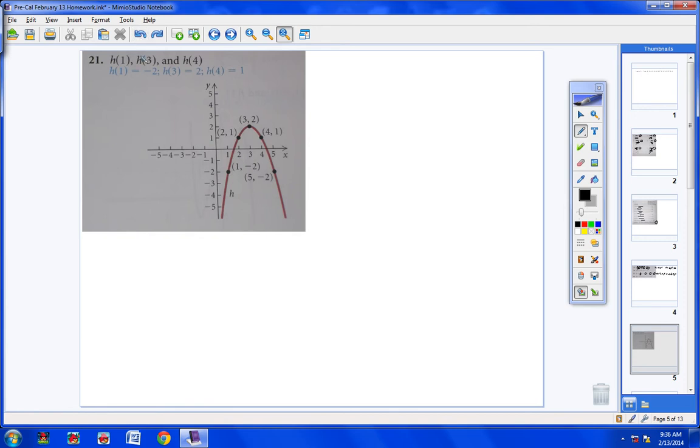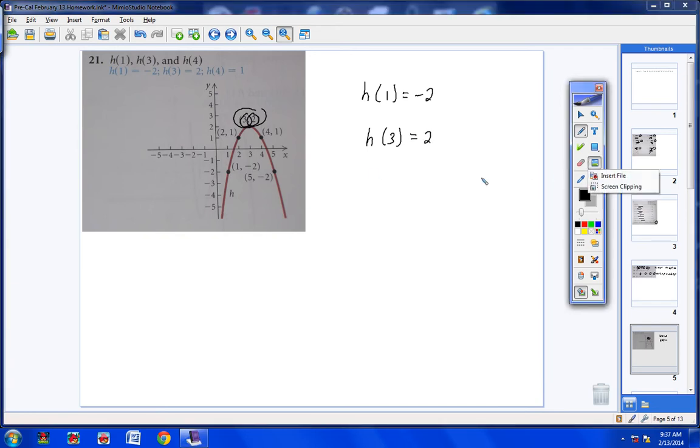So look what they put for their answer. H of 1 equals -2. The next one they want us to evaluate is 3. So let's find an ordered pair where you're putting 3 into the equation. Here it is. You put in a 3 and you got out a 2. So you would simply say h of 3 equals 2. Plain and simple.